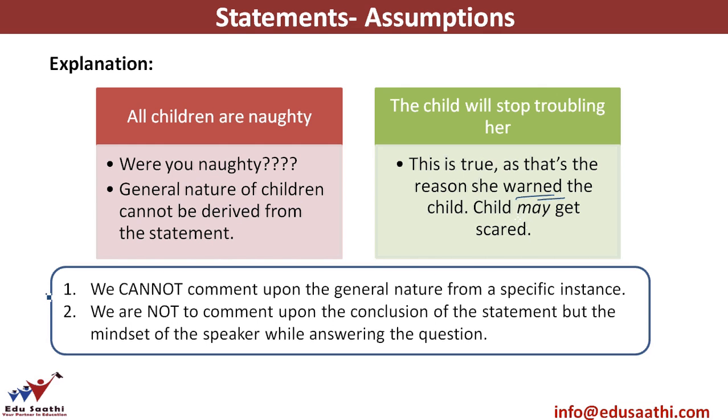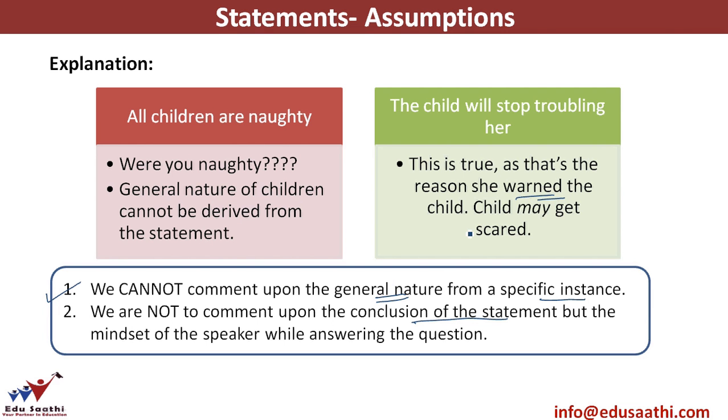So two points that you need to note over here. Number one, we cannot comment upon the general nature from a specific instance. So from one instance, we cannot comment upon the many instances. Second, we are not to comment upon the conclusion of the statement. This is a very tricky area. When we study the next topic, statement and conclusions, this will be amply clear that this is the main trap that is being set by the examiners. They will give you options which are either conclusions or assumptions in either of the topics. So make sure you have to find the assumption in this topic and not the conclusion.